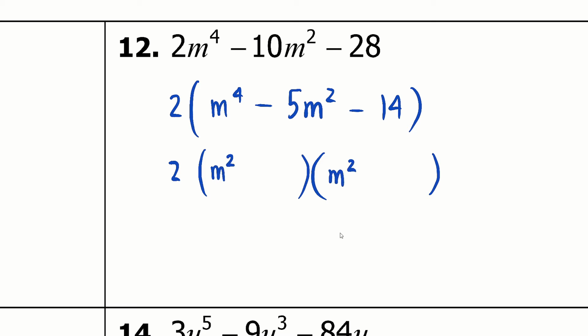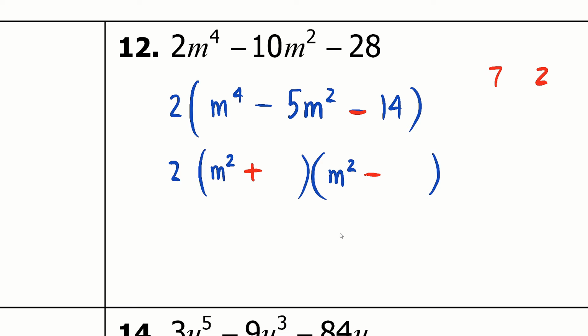What multiplies to get this negative right here? A plus and a minus. What multiplies to get 14 and has a difference of 5? Well, that's definitely 7 and 2, right? It's definitely 7 and 2. That's the only thing that will multiply to get 14 and have a difference of 5.